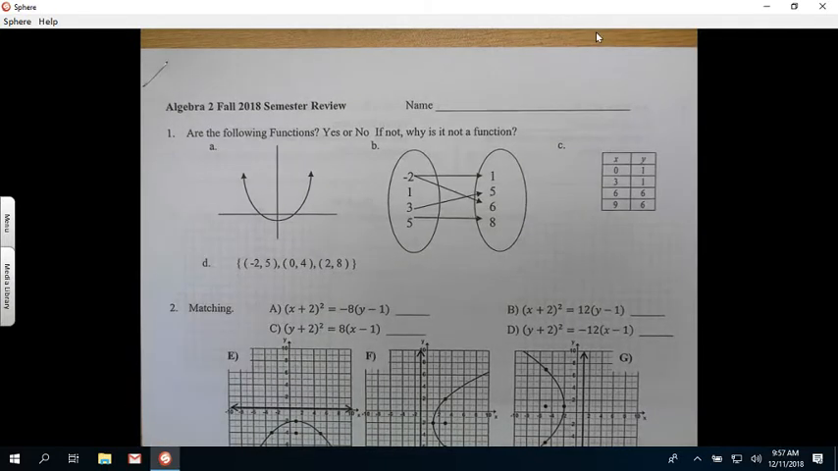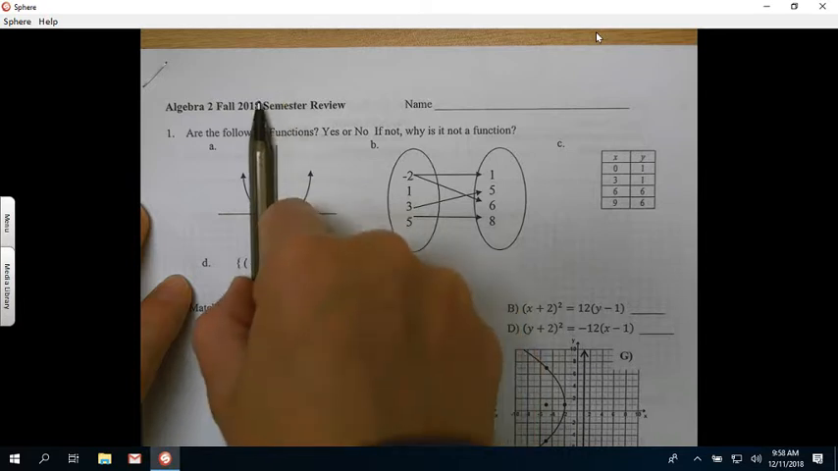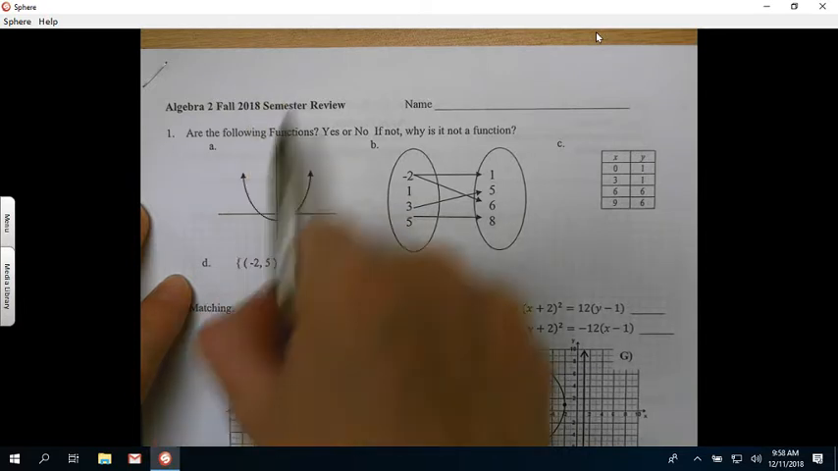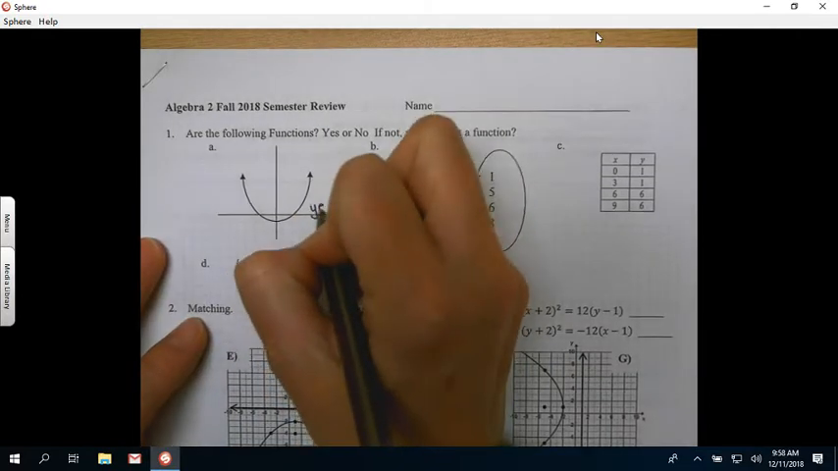So remember that graphically, to determine if something is a function, we want it to pass our vertical line test. So if I drew a vertical line anywhere on my graph, would it intersect my graph at more than one point? Alright, so if I drew it here, it only hits at 1. If I drew it over there, 1. So this one is, yes, it is a function.